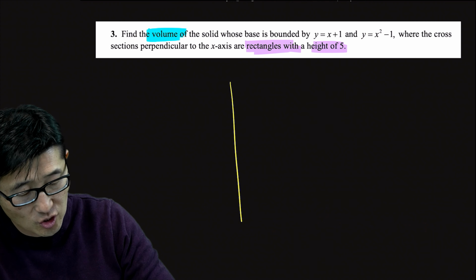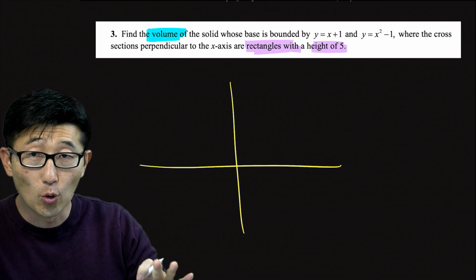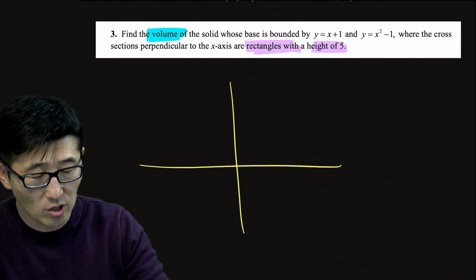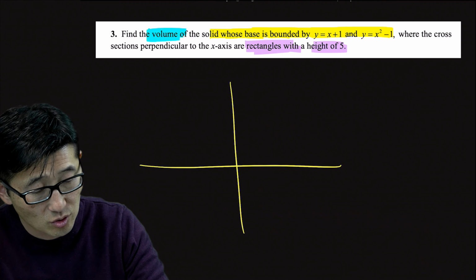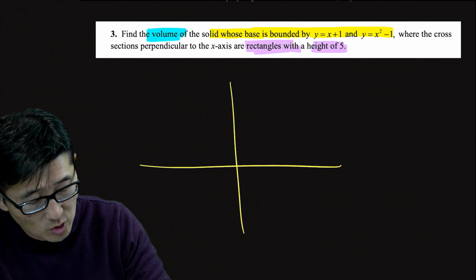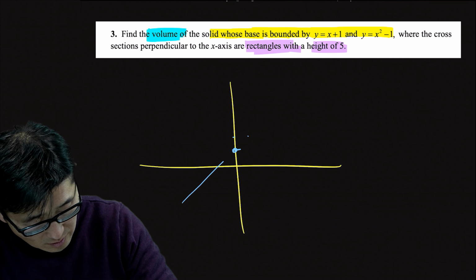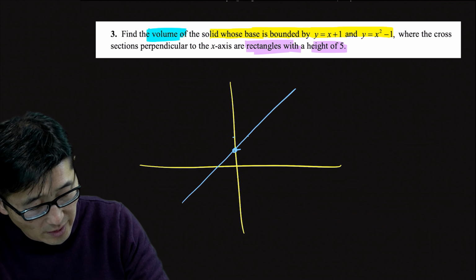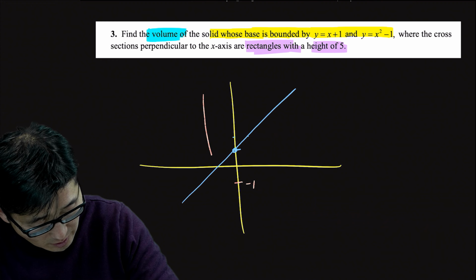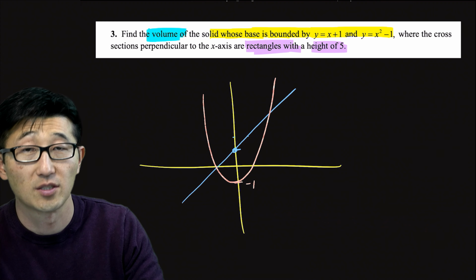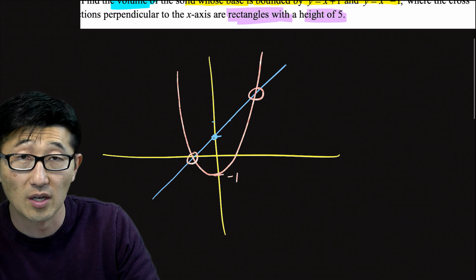Now I'm going to draw this two-dimensionally first. So you draw your floor picture. We call it the base. The base bounded by these two lines or these two graphs. Y equals x plus 1 is basically this, up 1 over 1. And y equals x squared minus 1 will start around here. And it's basically a parabola that goes like this. Okay, and notice that it's bounded here and over here.